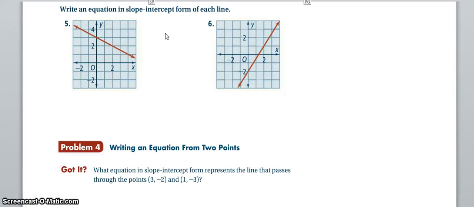Alright, take a moment and write out the equation for both of these lines. You want to find out the slope by doing the rise over run method. So go from one point to another point, and there are a lot of different choices you can make for point to point here. Then find out your y-intercept and write the equations for these lines. So pause the video now.